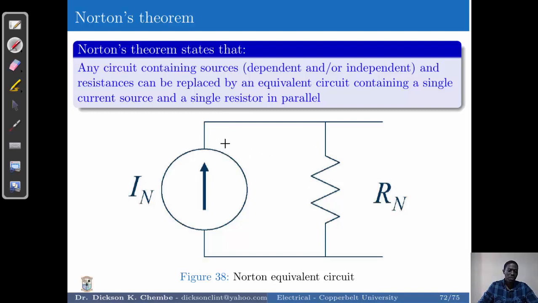And if you remember, previously when we looked at Thevenin's theorem, we had a voltage source in series with a resistor. So this is the difference between these two theorems. But in terms of calculations, they are very, very similar to one another.